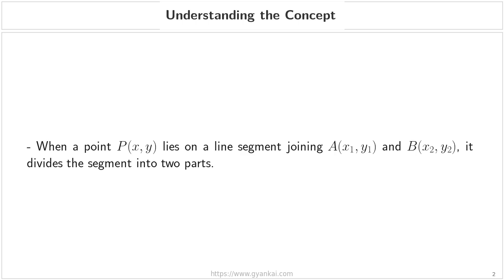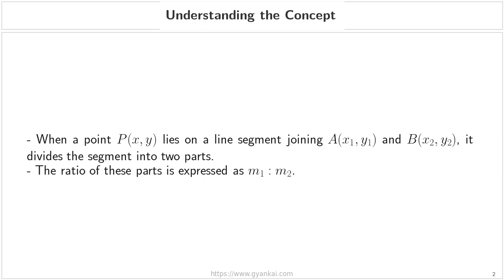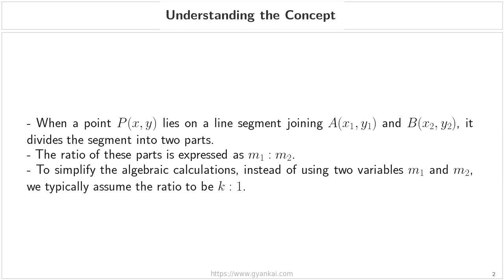Imagine we have a line segment connecting point A with coordinates x1, y1 to point B with coordinates x2, y2. If we place a point P with coordinates x, y, anywhere on this line segment, it naturally splits that segment into two distinct parts. In mathematics, we describe the relationship between these two parts using a ratio, which we usually write as m1, m2. Now, here is a professional tip to make your life much easier.